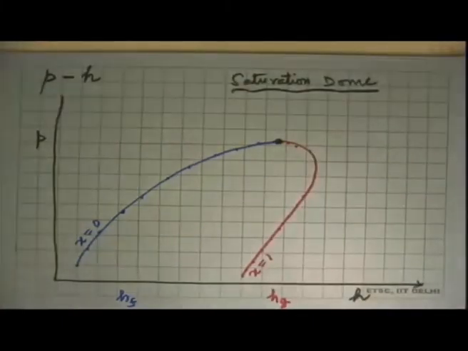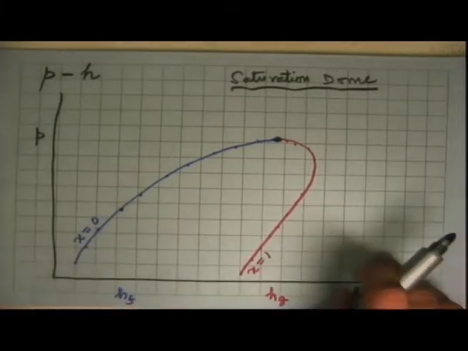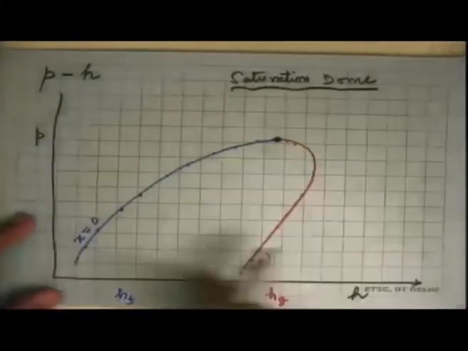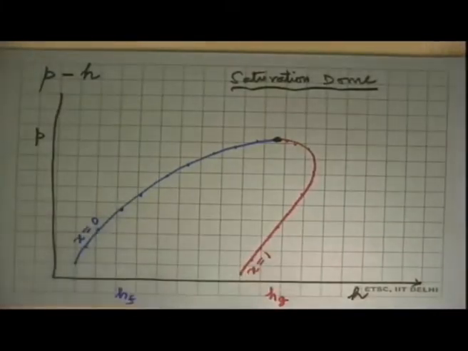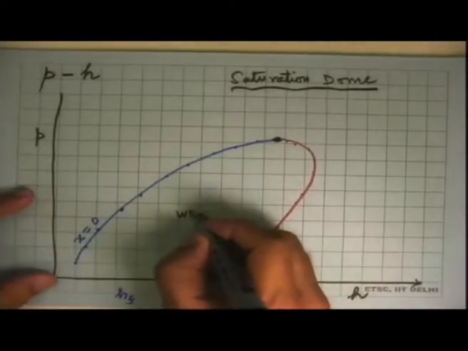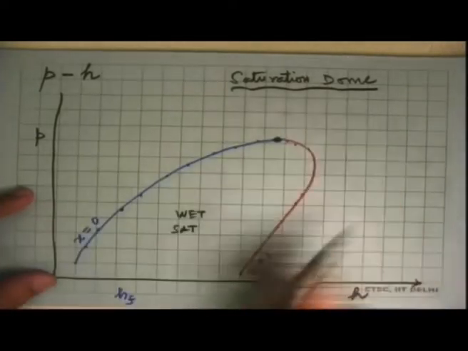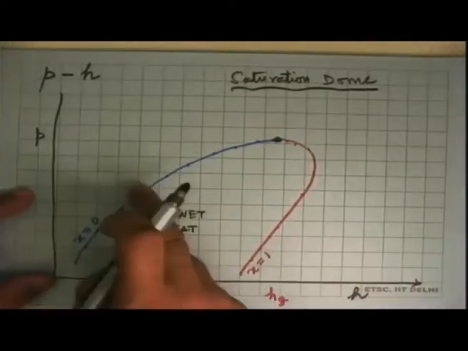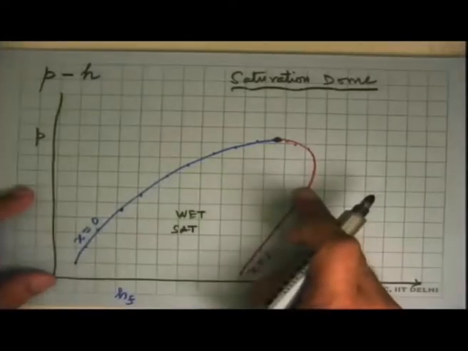We'll use this word very frequently, that a state inside the dome is the wet state, which means that the state is somewhere in this region inside here. So inside this is all our wet saturated states. x equal to 0 is here, x equal to 1 is there, and at constant pressure, if you keep heating it, you will go like that from x equal to 0 to x equal to 1.